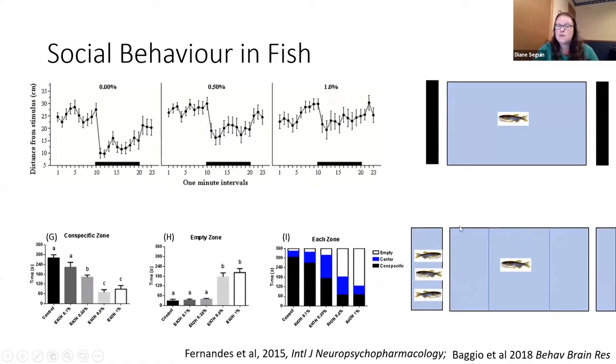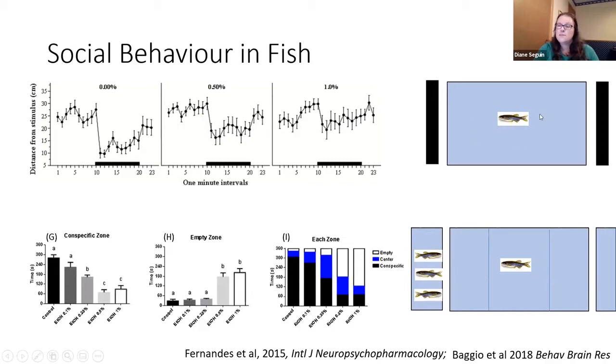If we look at how much time they're spending near the empty tank, in this area here, we see significantly more time being spent there in our higher alcohol concentrations compared to the control or low doses. And this graph here just shows the breakdown of where they're spending their time: the empty tank, the center, and the conspecifics.